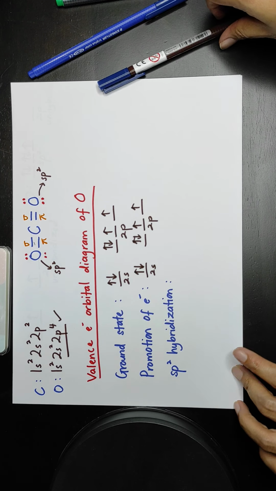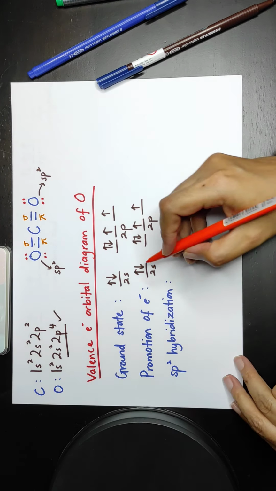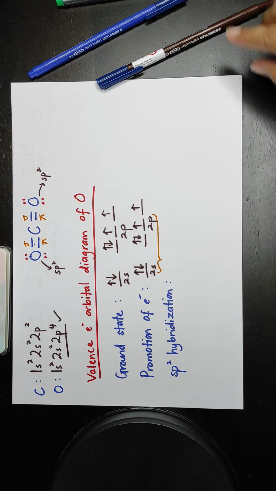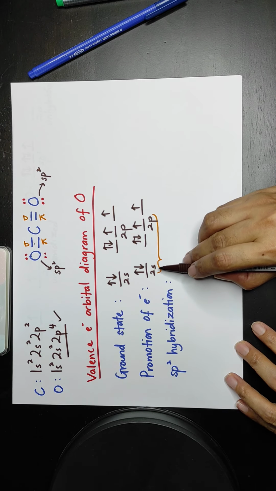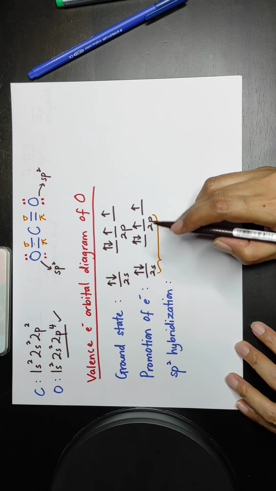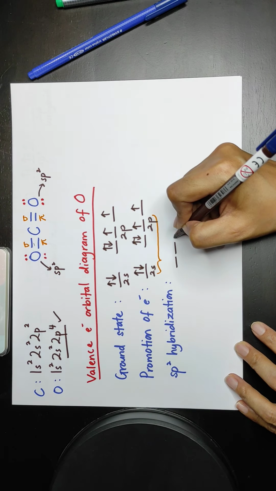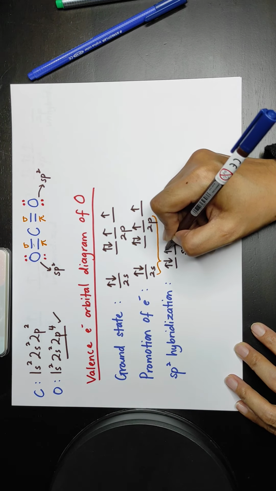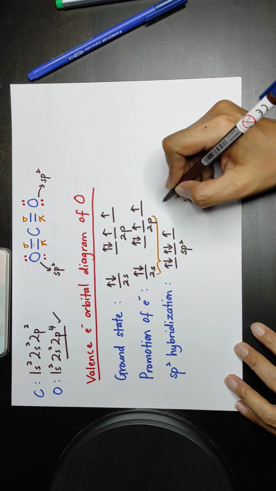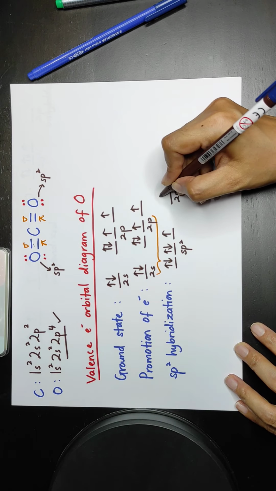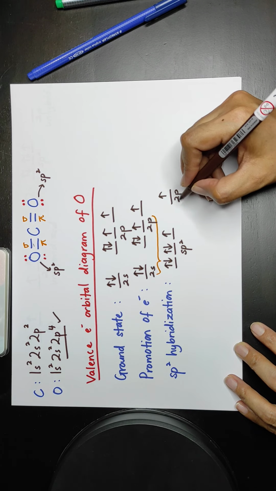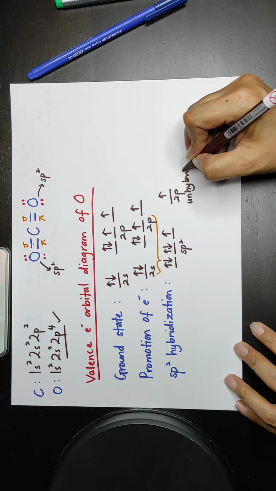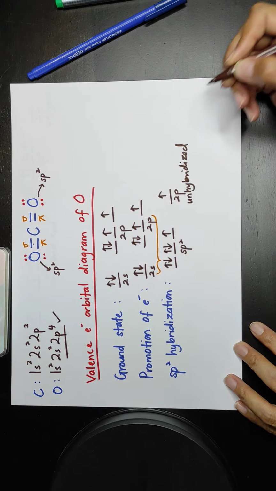And each oxygen atom undergoes sp2 hybridization. So oxygen mixes its 2s orbital and 2p orbitals, so sp2 hybrid orbitals of oxygen are formed, right? And we have one unpaired electron which occupies the 2p unhybridized orbital of oxygen.